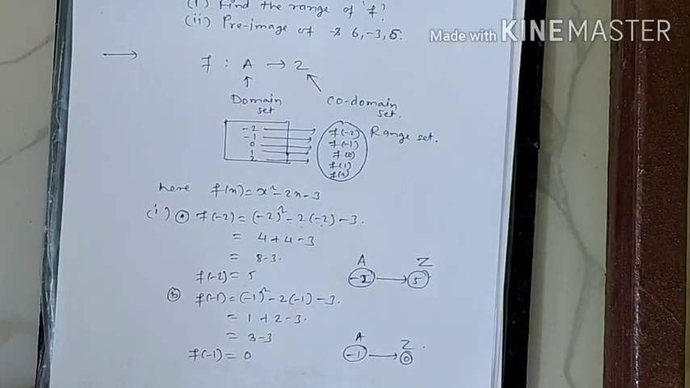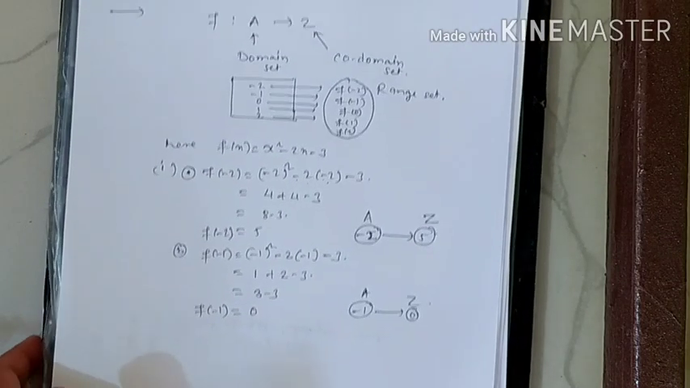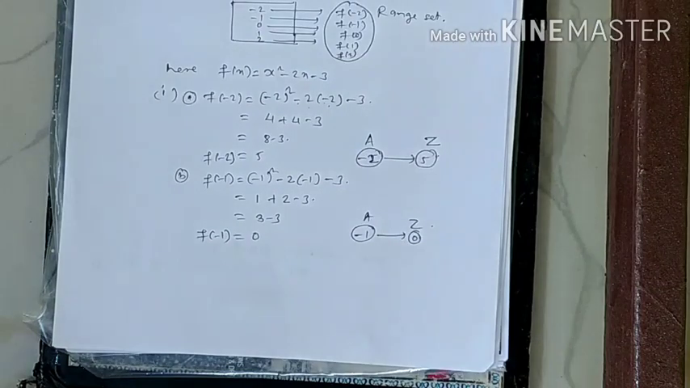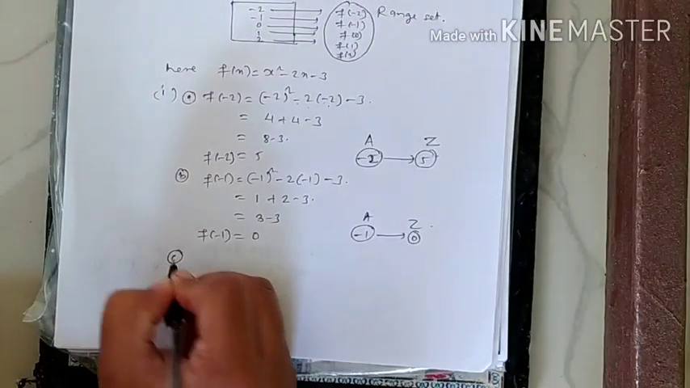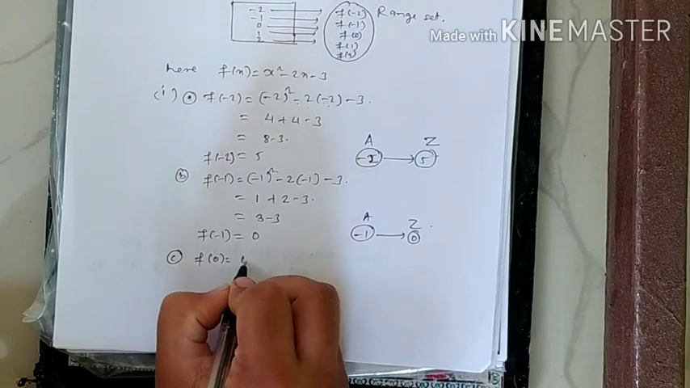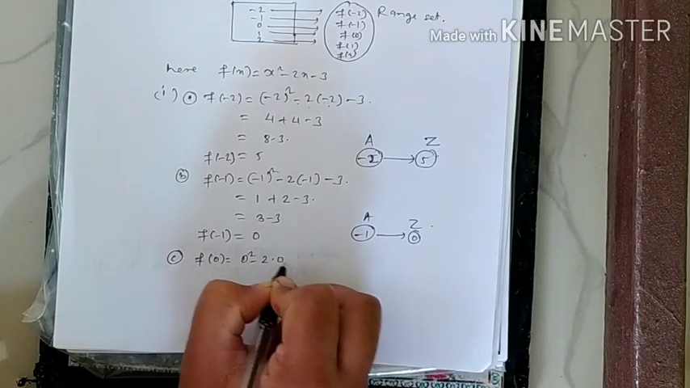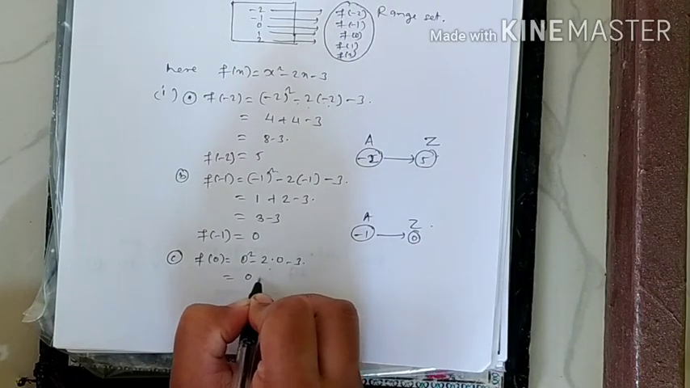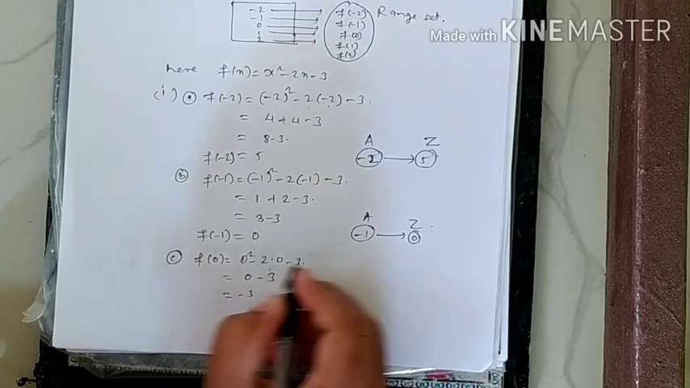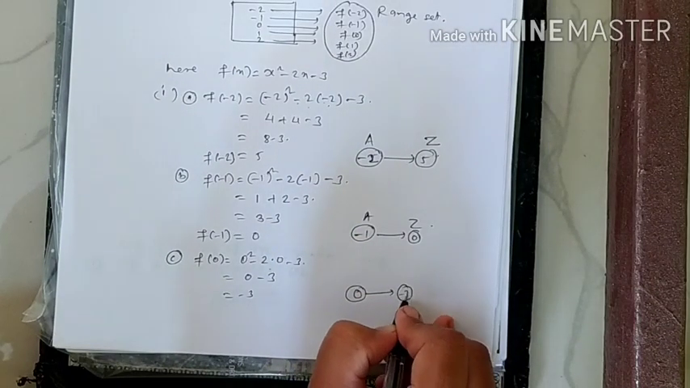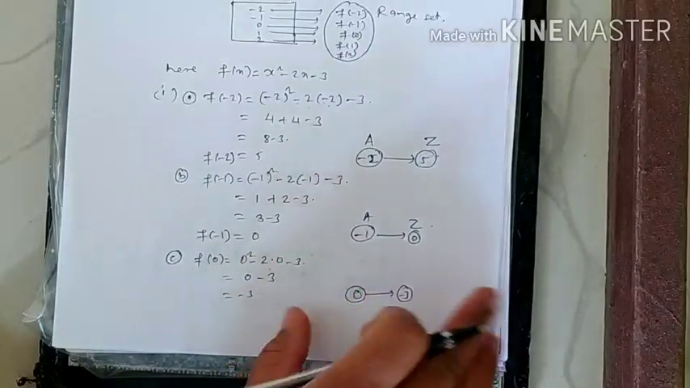Now I will shift the writing pad. Okay, is it visible? Yes. Now the third one, C part. Here we have to find f of 0. So 0 square minus 2 into 0 minus 3. The first two terms will obviously be 0, minus 3. It is equal to -3, means 0 is related to -3. Getting? Now 3 elements we have seen. Now we'll see the next one.